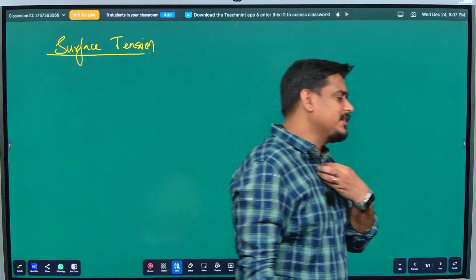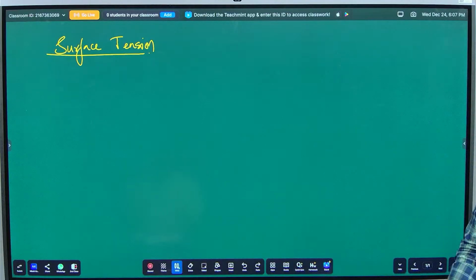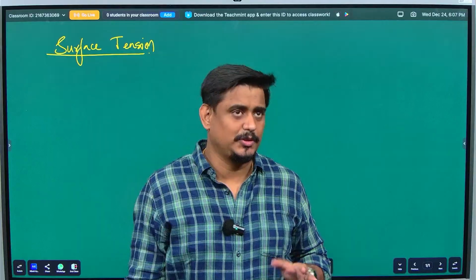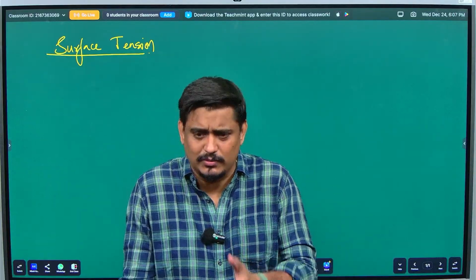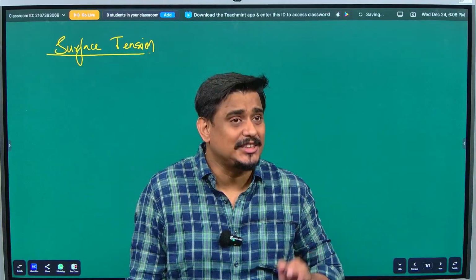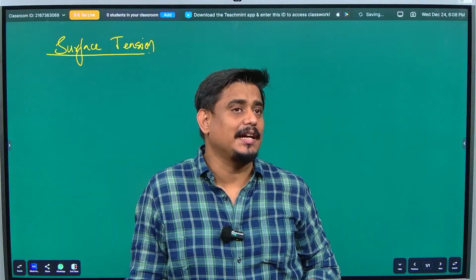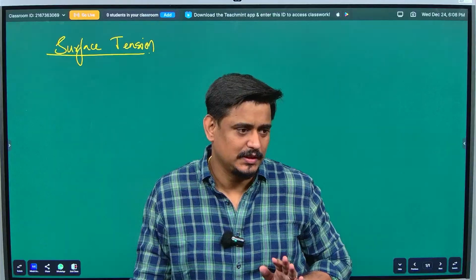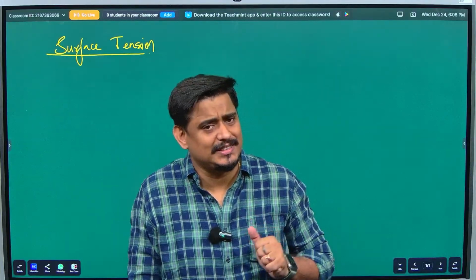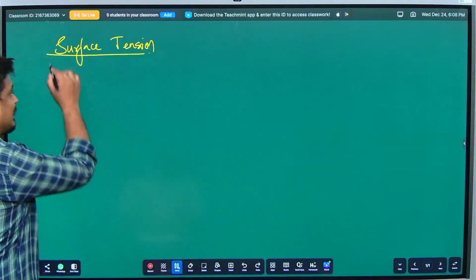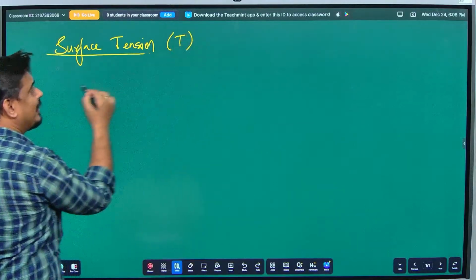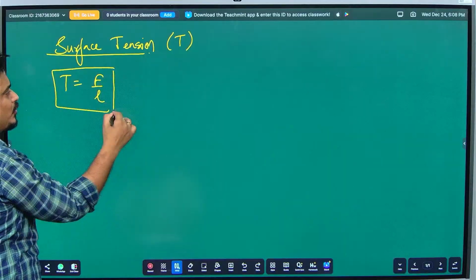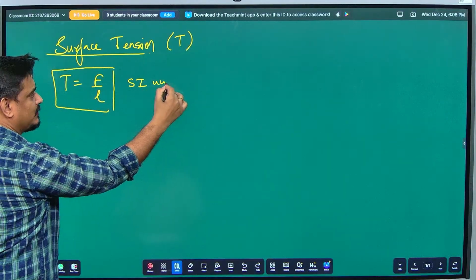Generally, when you hear the word tension in physics, up to now from mechanics knowledge, you think tension is a force, isn't it? Because tension is a force, that's how we have learned till now in physics. But in this chapter you will realize that surface tension is not a force. Understand that first. It is not a force. Then what is it? Mathematically, surface tension is force per unit length.